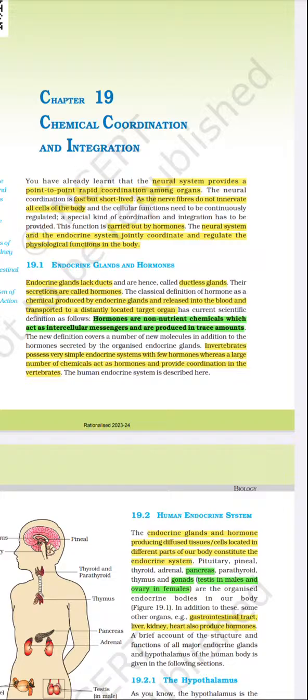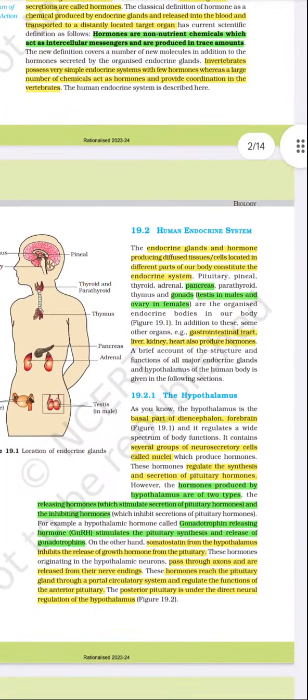Invertebrates possess very simple endocrine systems with few hormones, whereas in vertebrates a large number of chemicals act as hormones and provide coordination. Human endocrine system. The endocrine glands and hormone-producing diffuse tissues are located in different parts of our body, consisting of the endocrine system, like pancreas, gonads, testes in men and ovary in females. Gastrointestinal tract, liver, kidney, and heart also produce hormones.